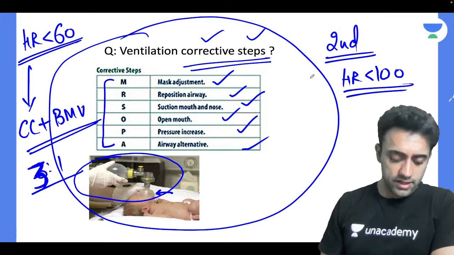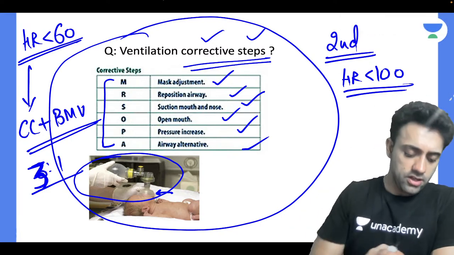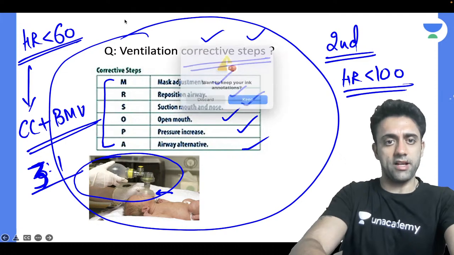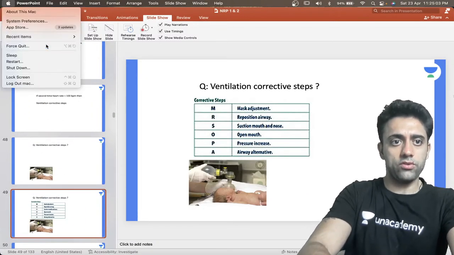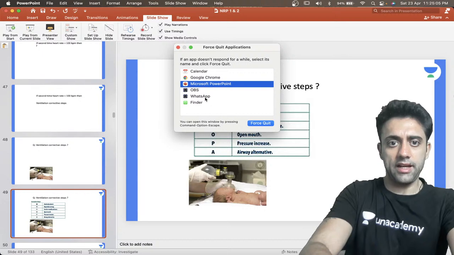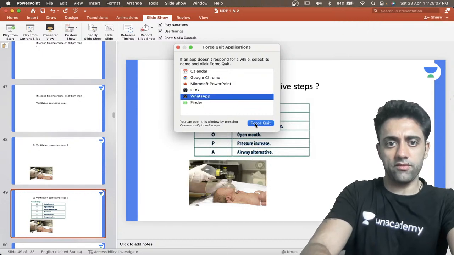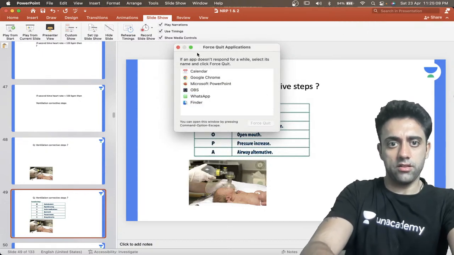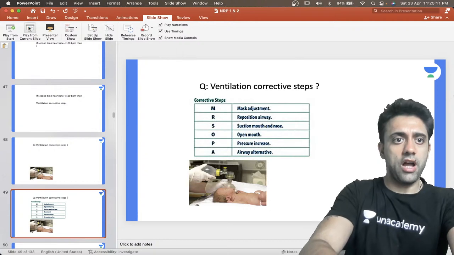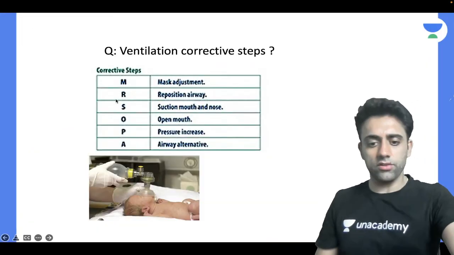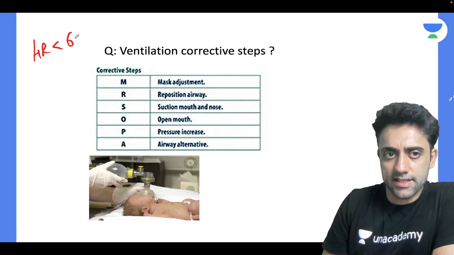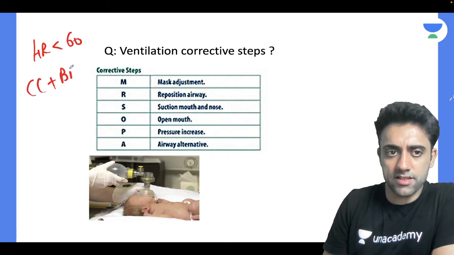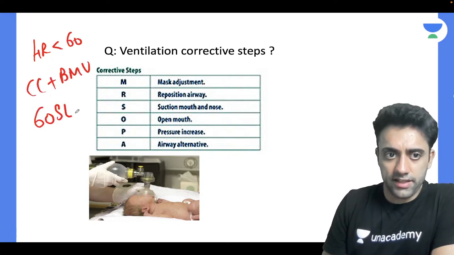Very importantly, for how long should I do this? Anyone? For how long should I do this bag and mask ventilation? Who will tell? So when the heart rate was less than 60, I did chest compression plus bag and mask ventilation for 60 seconds. Okay, done.